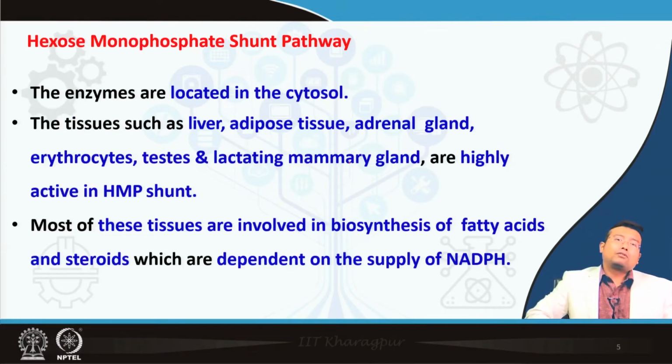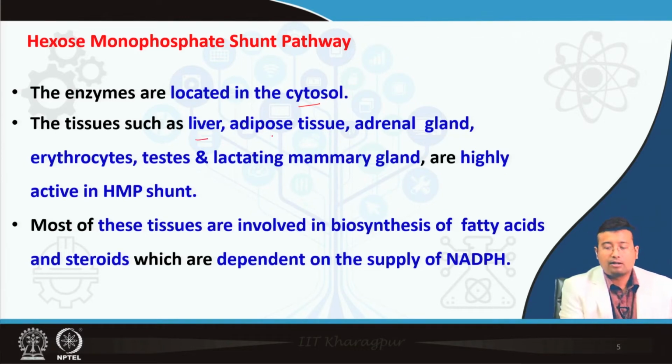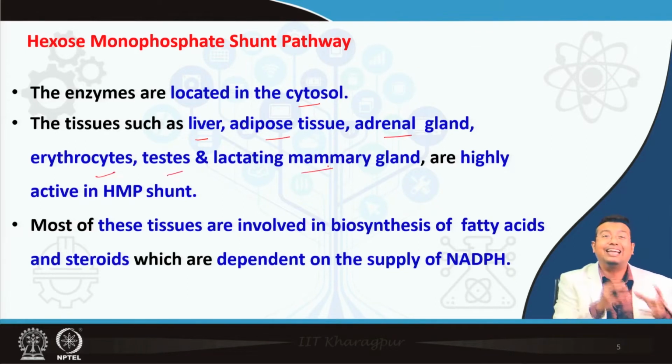Regarding the location of HMP shunt, hexose monophosphate shunt, which I may abbreviate as HMP, it is located in the cytosol, meaning the enzymes for HMP shunt are present in the cytoplasm. And what are the tissues that are rich in or utilize HMP shunt? Liver, fat cell or adipose tissue, suprarenal gland or adrenal gland, RBC, testis, lactating mammary gland, they are highly active in HMP shunt. How will this information help you?